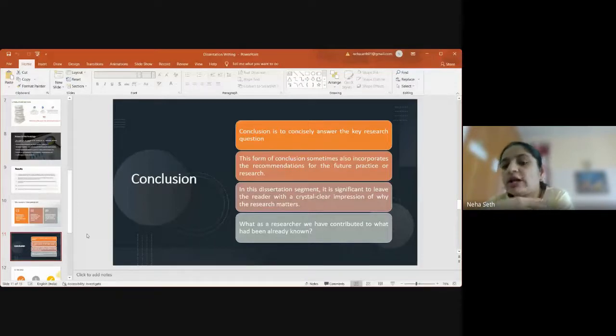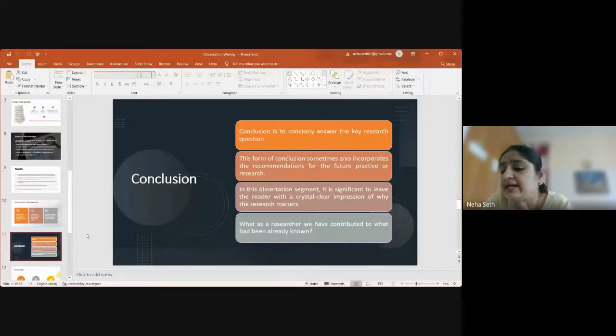Since we have got answers to our research questions, there are still some limitations in every research. So our research would also have some kind of limitations. Maybe the scope doesn't cover it so far. So in future scope, we can mention what is not covered so far, and this may be covered in future studies.